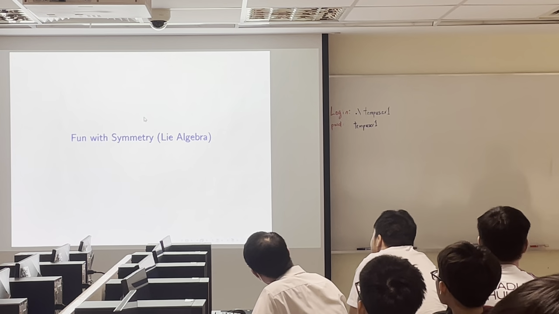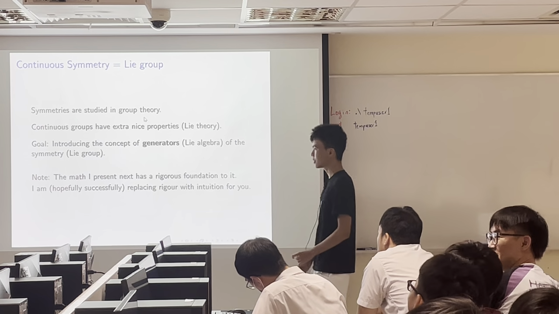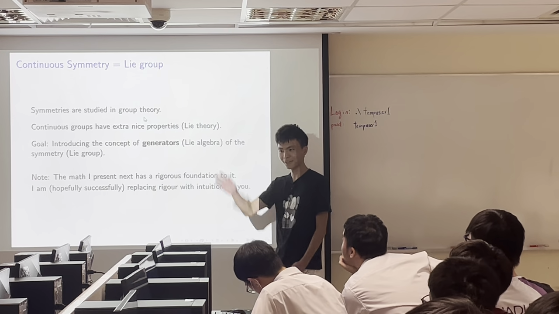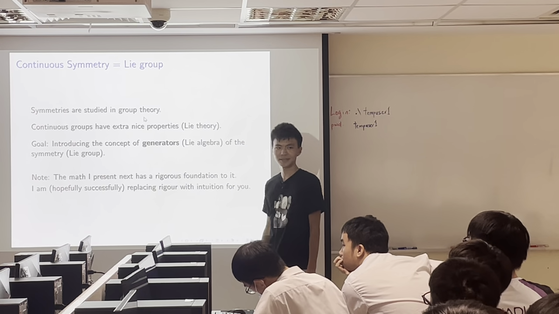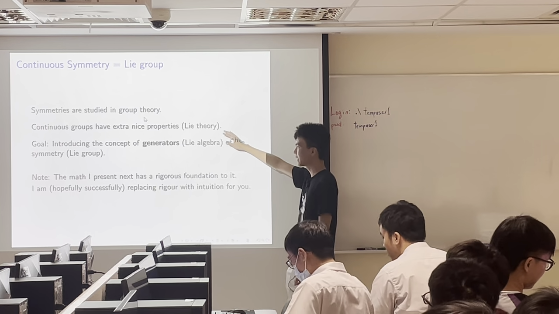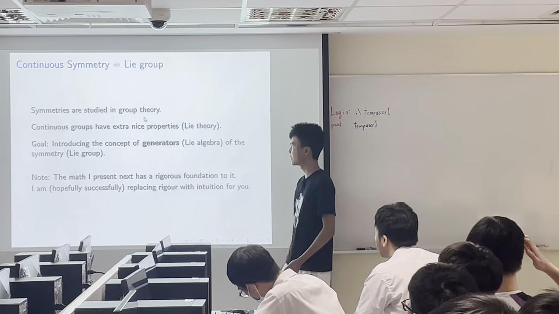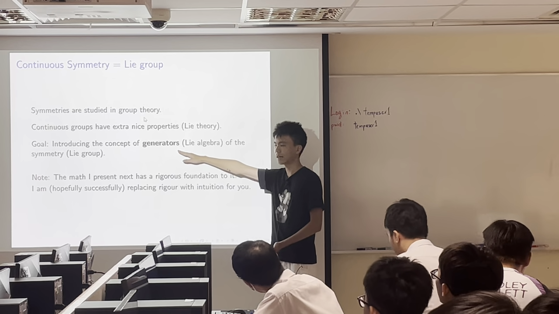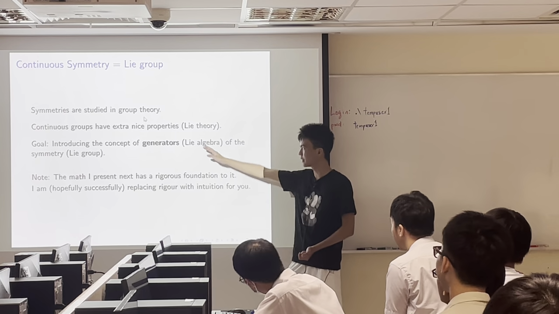With what little time we have left, I want to have a bit of fun with symmetry. What we talked about so far is symmetries, and symmetries are studied in math in something known as group theory. Who has learned group theory before? That's sad. Anyway, symmetries are studied in group theory, and continuous symmetries specifically are extra nice because continuous symmetries allow you to have a concept of generators, and I'll talk about what generators are in the last few minutes. This is all studied in Lie theory.